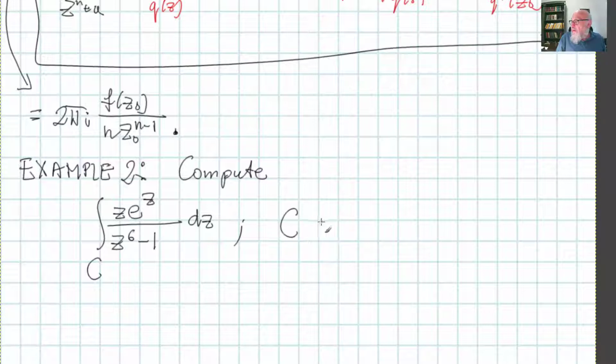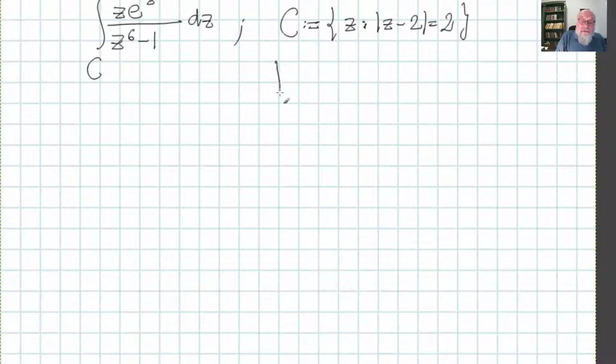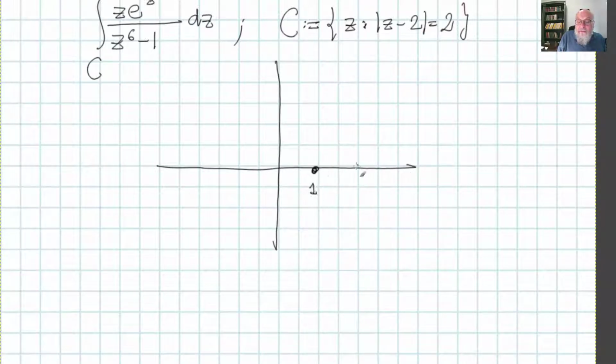So here, C is, by definition, a positively oriented circle such that the absolute value of z minus 2 is equal to 2. Let me make a picture. Here we have the value 1, and this one is the value 2. The contour is the circle centered there, going like this, and positively oriented in that direction.